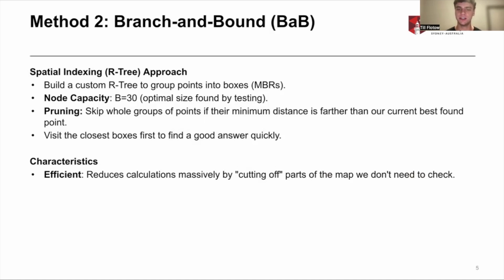The main advantage here is pruning. During the search, we visit the closest boxes first, and if the minimum distance to a whole box is farther than our current best found shop, we skip that entire group of points completely. This reduces calculation massively by cutting off parts of the map we don't need to check.